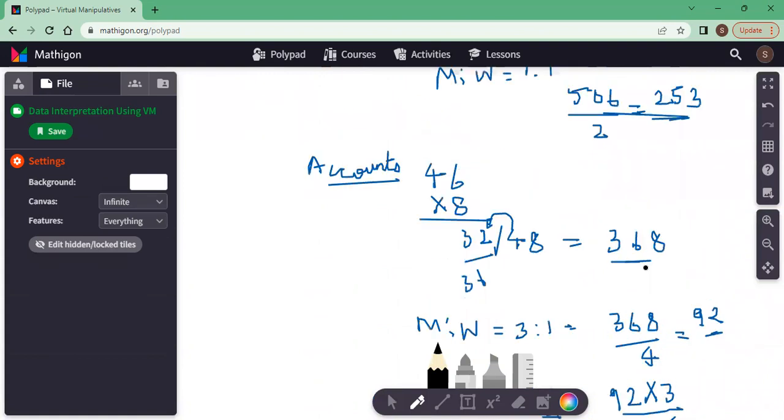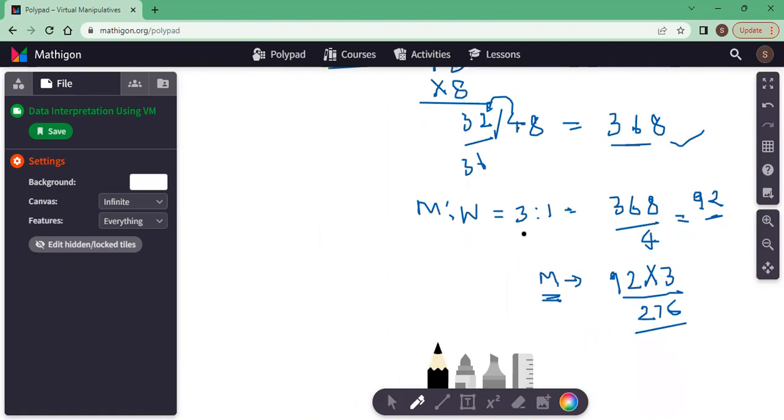So in accounts department, total 368 employees are working out of 4,600. Number of men are 276 in number. Number of women are 92 in number.